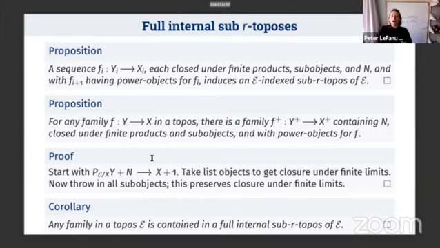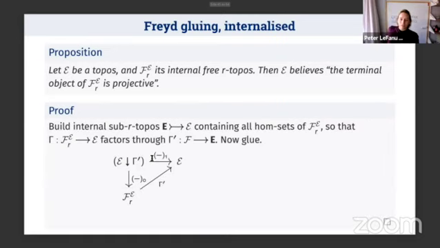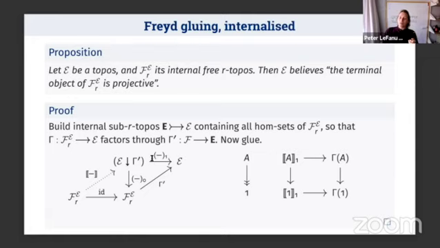And so what this lets us get is that given any basic family, you can include it inside a full internal subtopos in any topos. And this is what corresponds to the reflection that's used in the proof theoretic proofs. And so this lets us internalize Friedman gluing in a way that looks almost exactly the same as before, except now instead of using actual sets or the ambient category, we have to go via a small internal subcategory. But all of the rest works just as it did before.